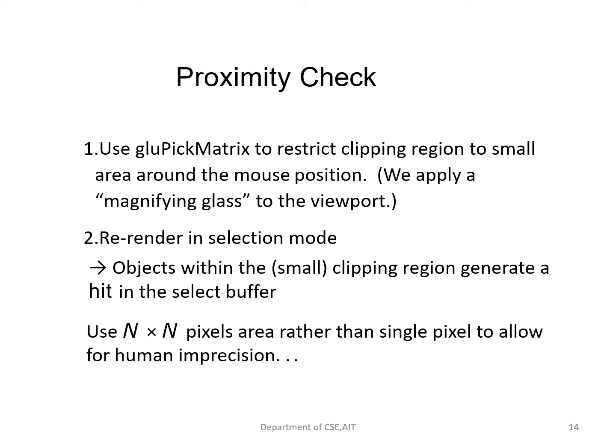You can see in the output, just what we have seen, a magnifying glass effect will be applied to the viewport, and then we can re-render the scene in a selection mode. That means the objects within the clipping region are going to generate one hit whenever an object is selected in the select buffer. Here we make use of an n by n pixel area rather than a single small pixel, because human beings are not very perfect in pixel selection. So we have a wider area, n by n pixels, rather than a single pixel.